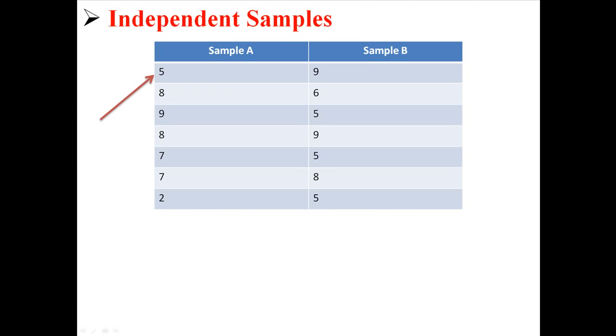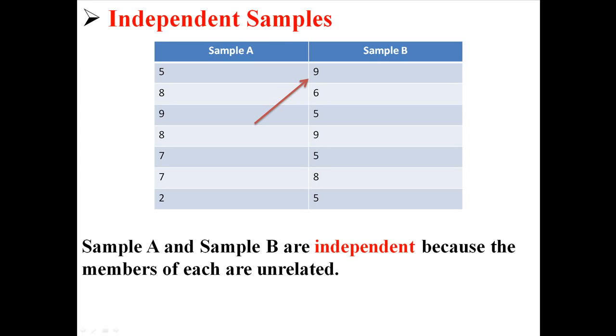So first of all, imagine this. Let's say we just took a random person and put them into sample A, and they got a score of 5. And then we took a random person and put them into sample B, and they got a score of 9. Sample A and sample B are independent because members of each are unrelated. Just because there's someone in sample B who got a 9, it's not in any way affected by the person who got a 5 in sample A. They were just randomly placed in there, and they have no effect on one another.